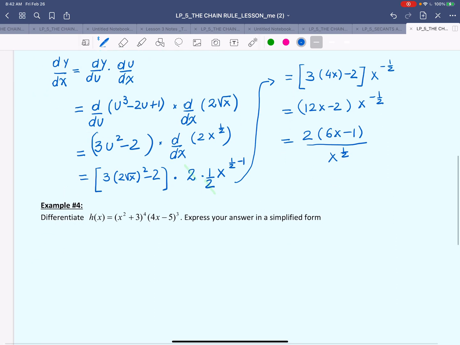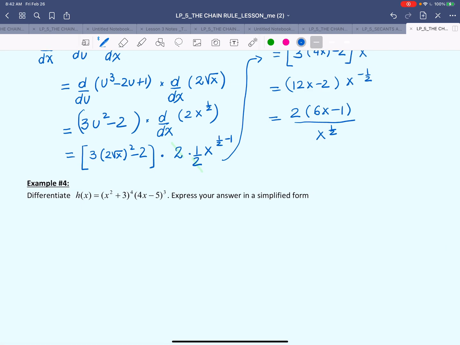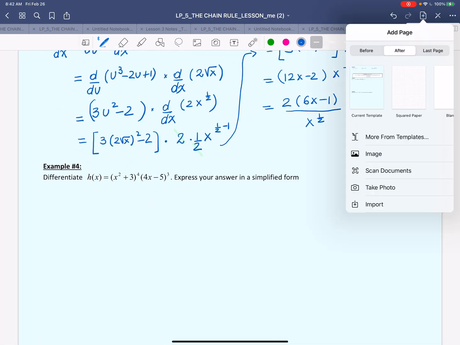So let's take another example with Leibniz notation. I'm going to add a page in here.